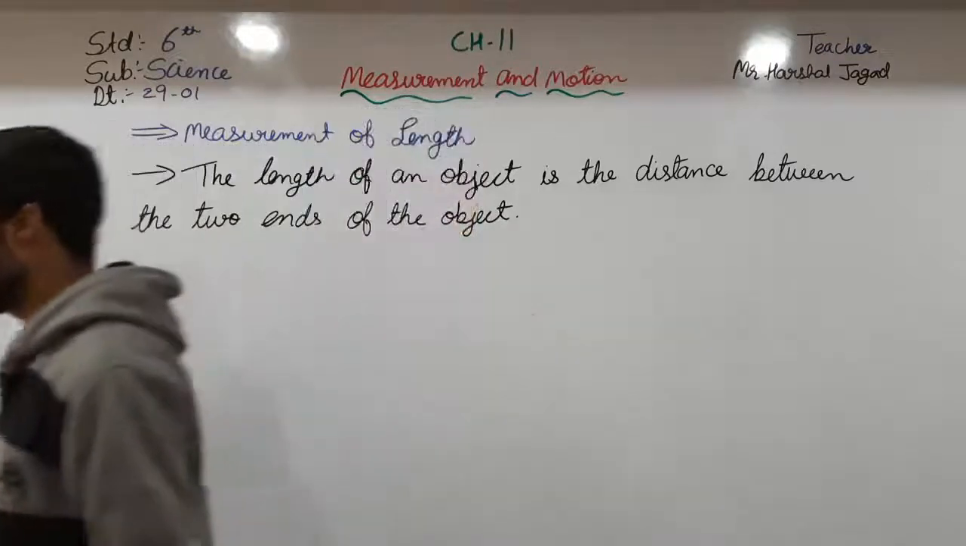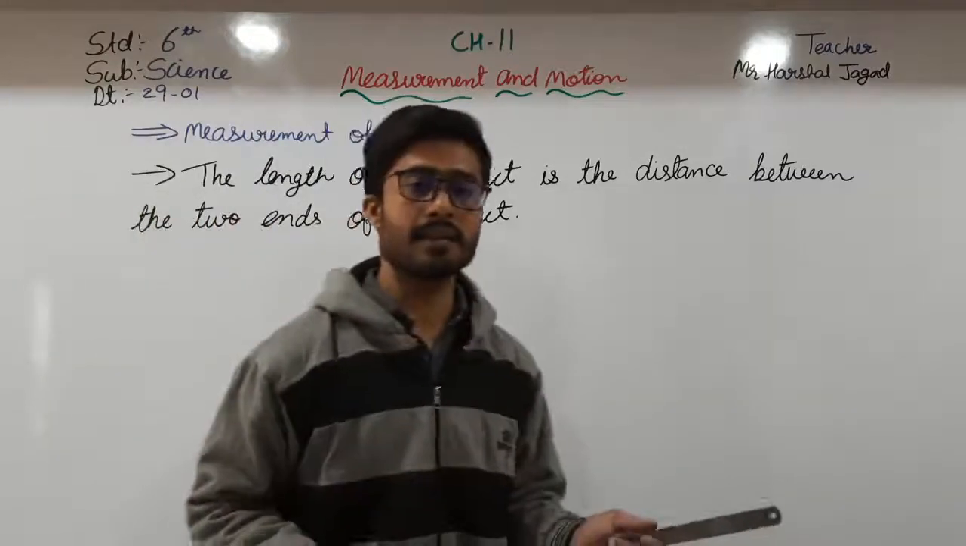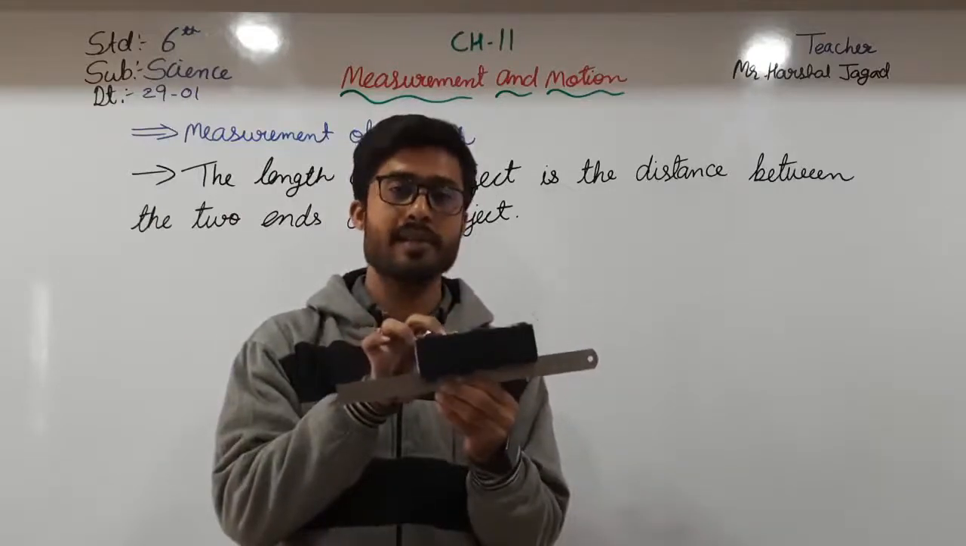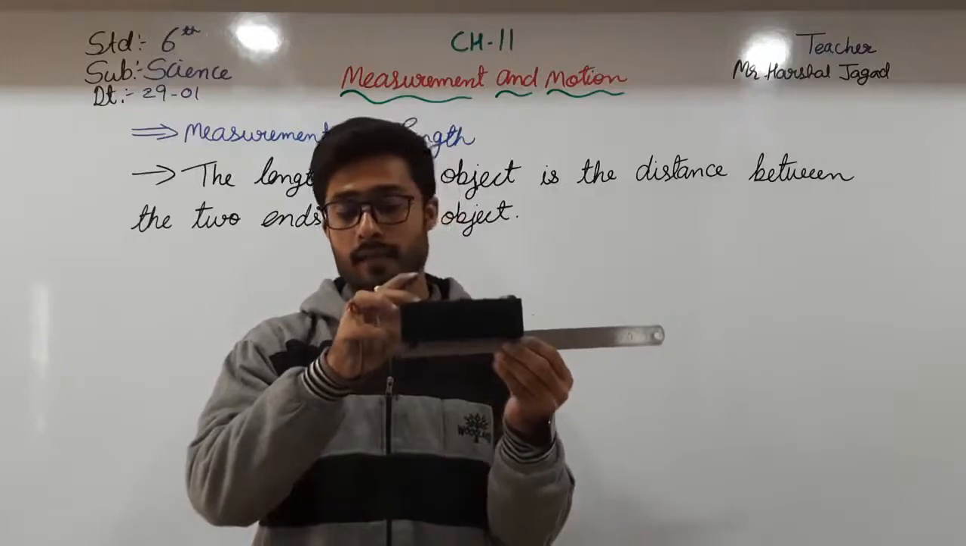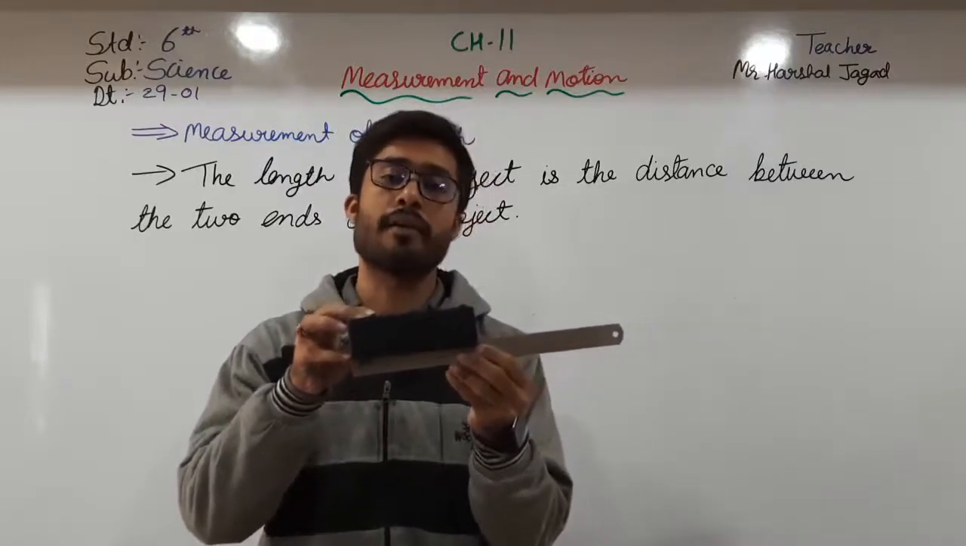Then after, if I have to measure a duster, this is a duster. So first of all I cannot just directly put it over here and measure this duster. First I have to put one end over here at the 0, so I have just put that, and then after I have to see the reading, what the reading is.